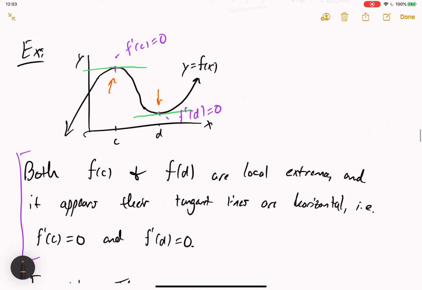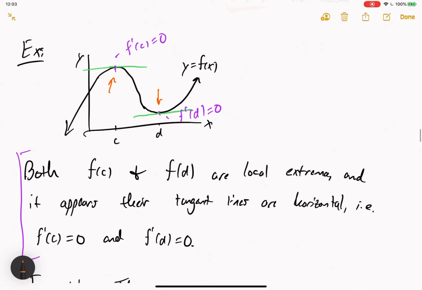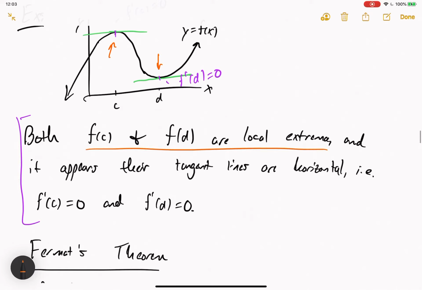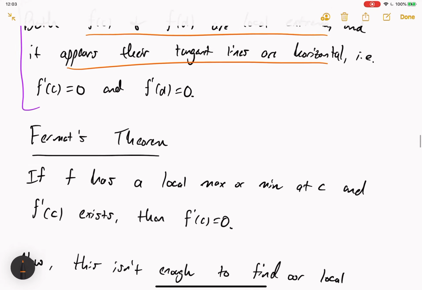So this basically tells us that we should expect at extreme values, like local extrema, that the derivatives there should be equal to 0. Because remember, a horizontal tangent corresponds to having the derivative equal to 0. So if f has local extrema at c, it appears that the tangents are horizontal, i.e. the derivatives there are equal to 0. This is pretty nice, but it's one of those extra conditions that we can use to classify things, and I'll explain more as we go.